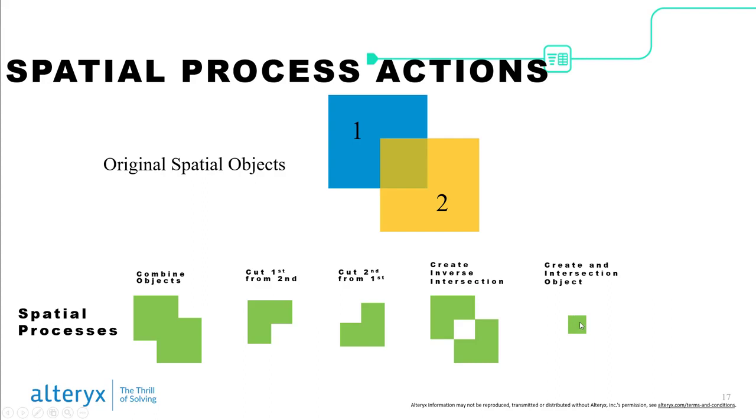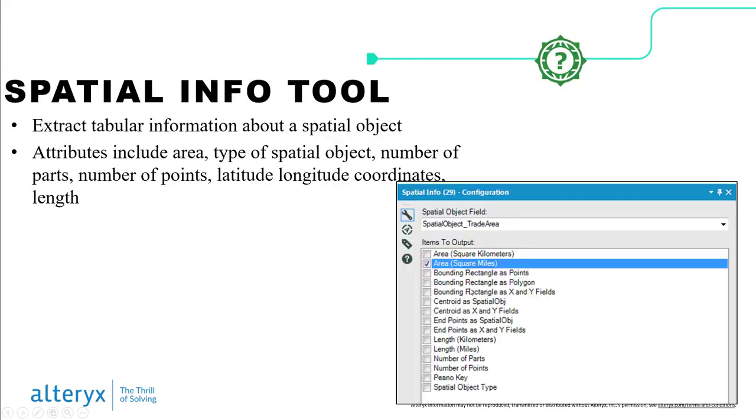intersection. So where do they overlap? What does that look like? Just a little square, which would represent this area. And then the inverse intersection, which is basically saying what parts are not intersecting with each other, right? So it would omit this square as a part of that process.